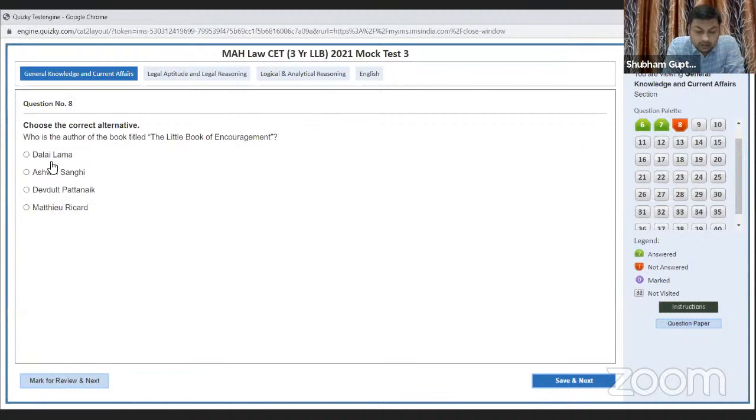Now, if I talk about this, books is something I am not very interested in. So I would not know what the answer is. The little book of encouragement. I have no idea which option to mark in this case. But yes, because there is no negative marking, I would mark something and move forward. So what should I mark? Can you guys help me out in this? What should I mark? If anyone has any idea? But let's suppose, saving time, I would mark C and move forward.